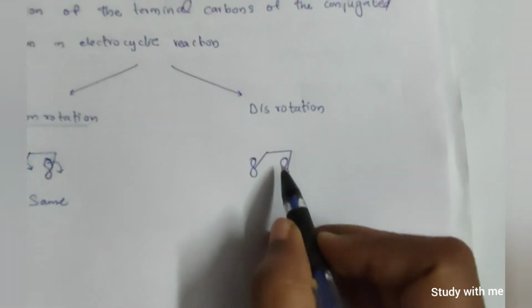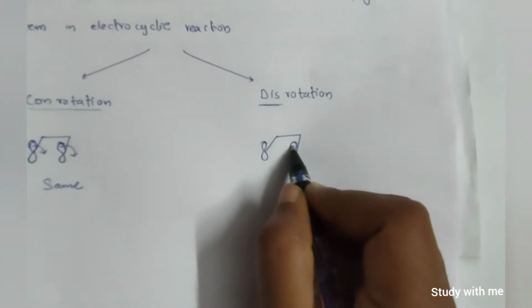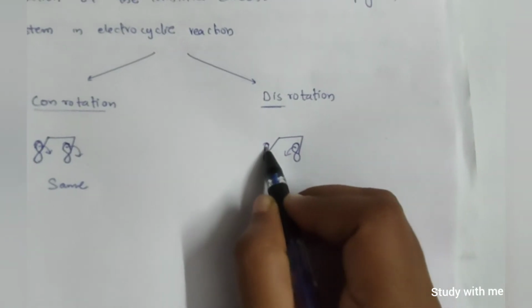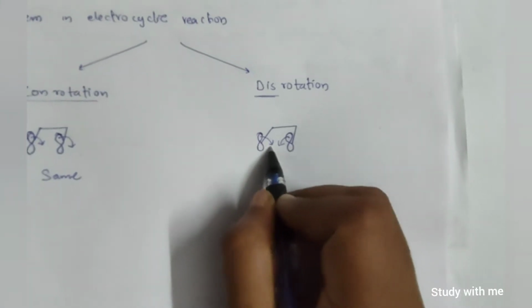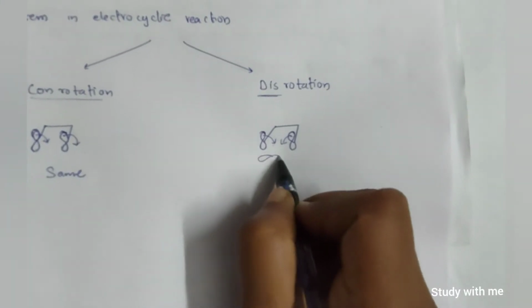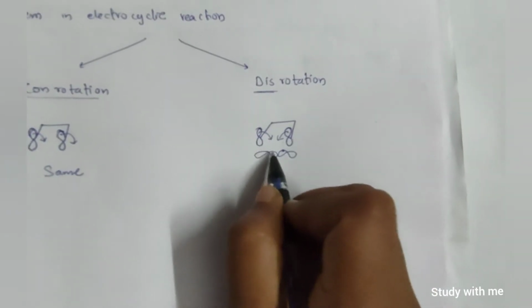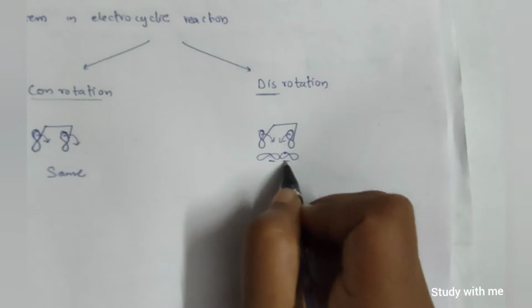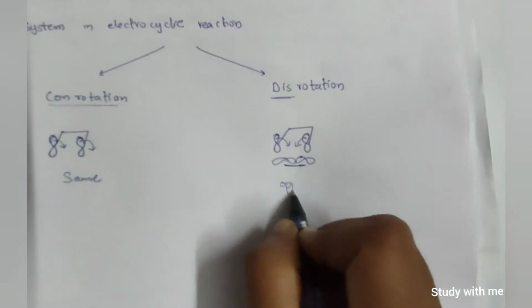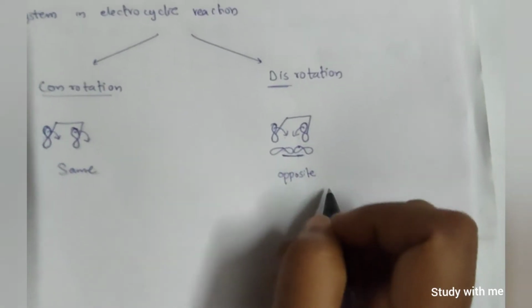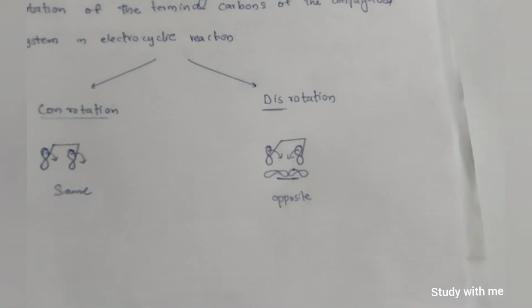So the second one is the disrotation. In this rotation, the first one will rotate to here, and the second one will rotate opposite to the first one. So eventually both of them will rotate to here. So they will be like this, isn't it? This will rotate to here like this, and this will rotate to here like this. So this will be the disrotation. They are opposite to each other. These are the 2 types of rotation in the electrocyclic reaction.